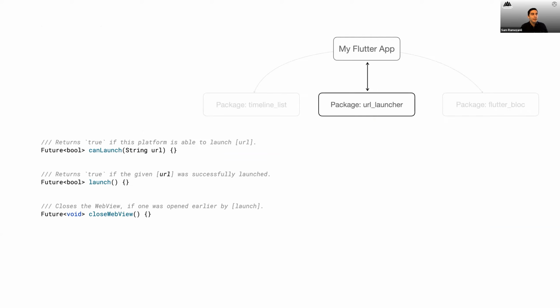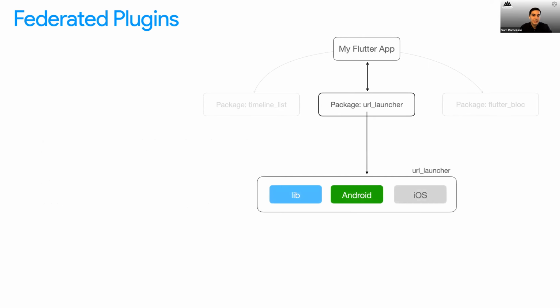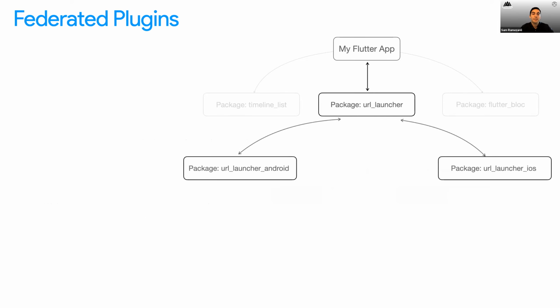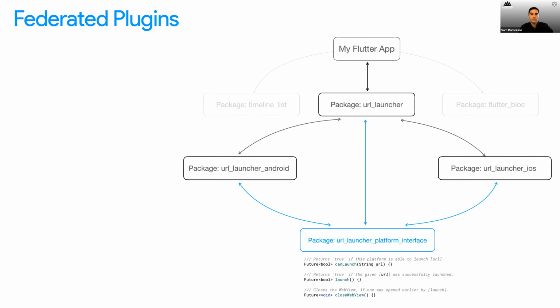So we pick URL launcher as an example. URL launcher provides these 3 different methods to the app developers who want to use them in the app. Previously, everything was in the same package, but with the federated plugins approach, we would have a separate package for each one of these platforms. And another thing that we should make sure we add is an interface which connects all of these different components together.